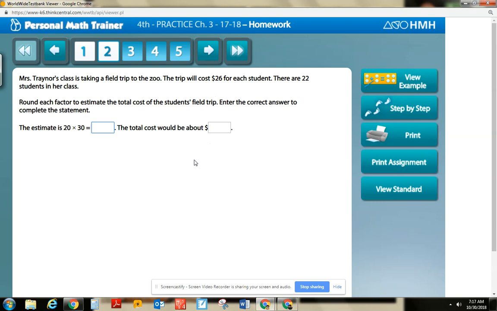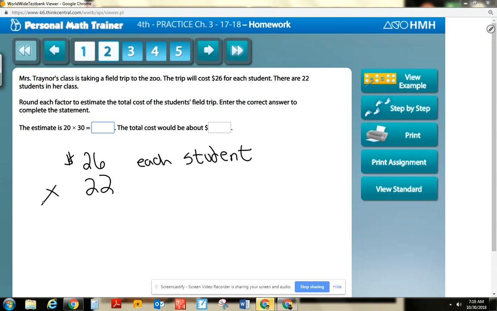All right, number 2. Mrs. Trainer's class is taking a field trip to the zoo. The trip will cost $26 for each student. So I'm going to write that down. 26 each student. There are 22 students in the class. See how I'm multiplying? Round each factor to estimate the total cost of the students' field trip. Enter the correct answer to complete the statement.